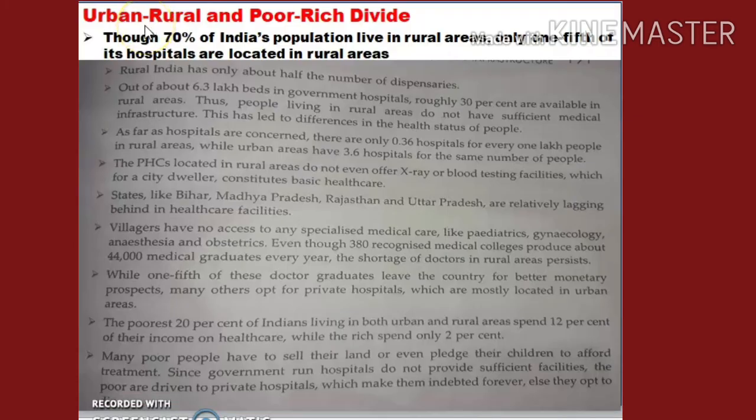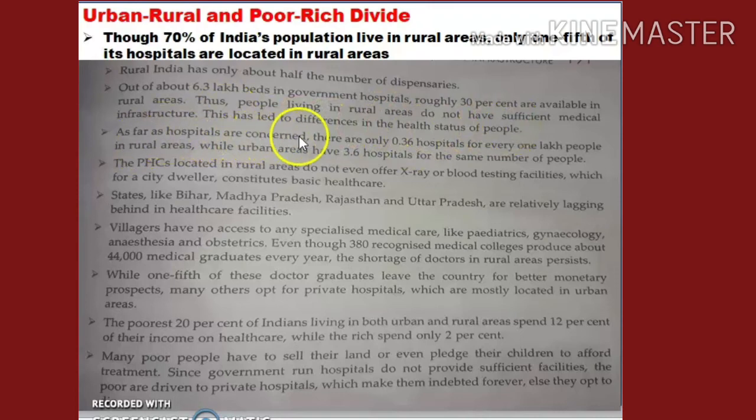Next is the rural urban divide and the poor rich divide. Though 70% of India's population live in rural areas, only one fifth of its hospitals are located in rural areas. Rural India has only about half the number of dispensaries. Out of about 6.3 lakh beds in government hospitals, roughly 30% are available in rural areas. Thus, people living in rural areas do not have sufficient medical infrastructure. This has led to a difference in the health status of people.